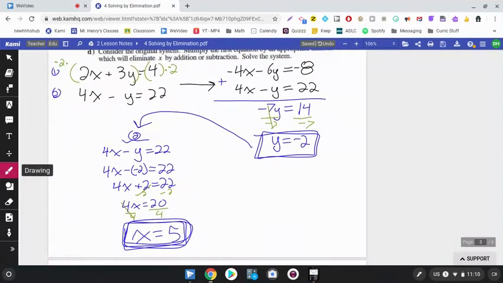So, elimination, I have lots of choices. And when my equations don't line up right off the bat, I can choose. Can I set this up to eliminate the x's? Can I set this up to eliminate the y's? And then I proceed from there. Okay? All right.